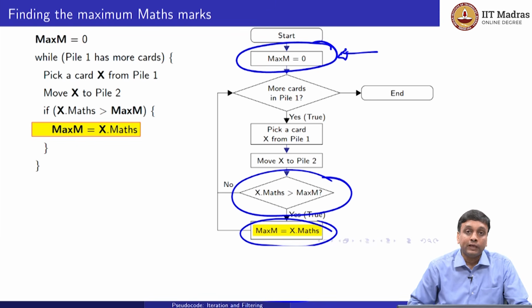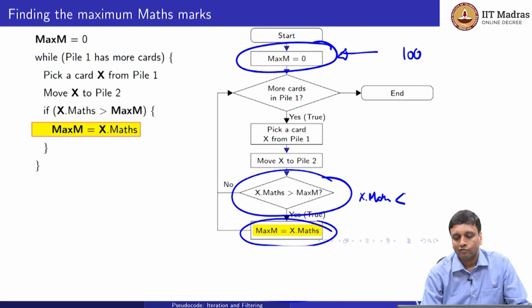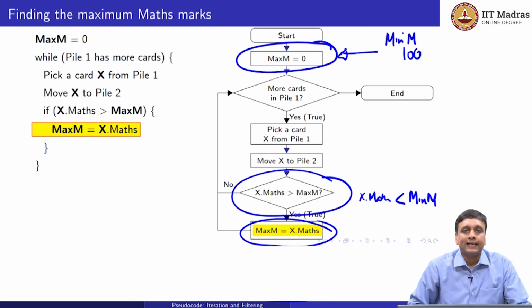Now if we were doing minimum, for example, then we would set this to 100 and then we would check x dot maths is less than, of course we would also call it min m probably, and we would check that the current maths marks is less than the minimum, and if so we would update it. So remember that depending on what you are looking for, the initialization will change.